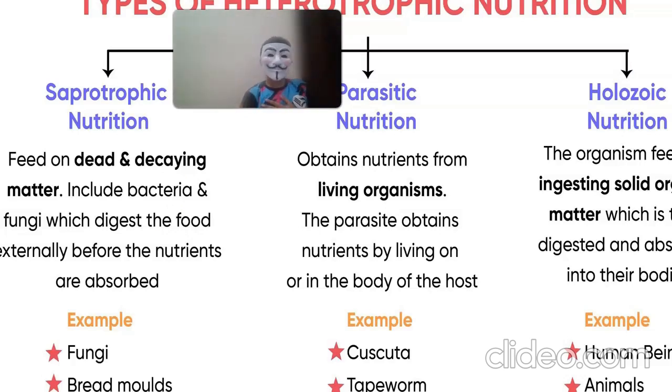Like, we eat the food, then we get the nutrients. We eat the food, we get nutrients. They, before digesting, directly digest the food externally and then they absorb the nutrients.